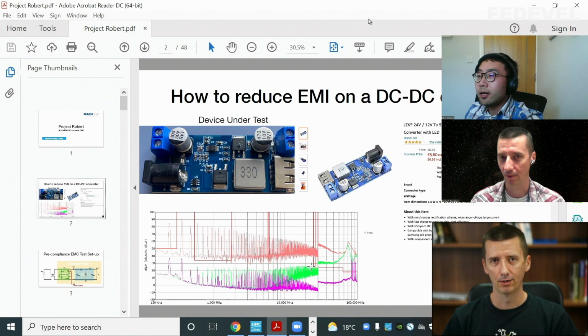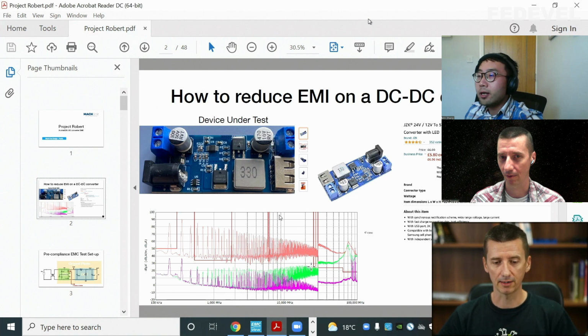In this video, we are going to talk about EMC, or to be specific, we are going to improve the design of this power supply, which is failing EMI. Down here, you can see this red measurement. This is the measurement of the original board, and you can see it's going very high above the limits.